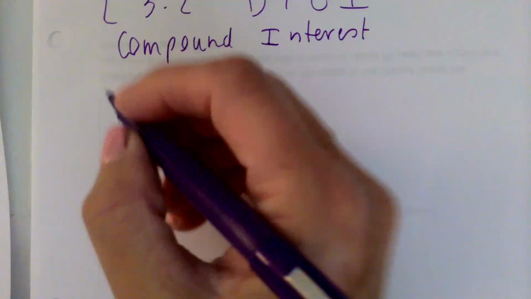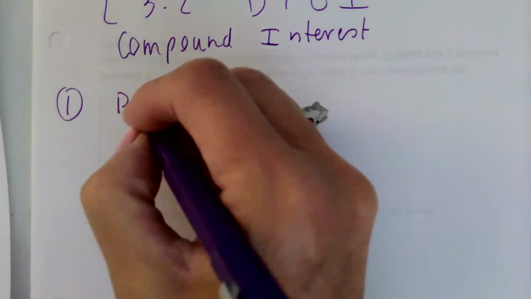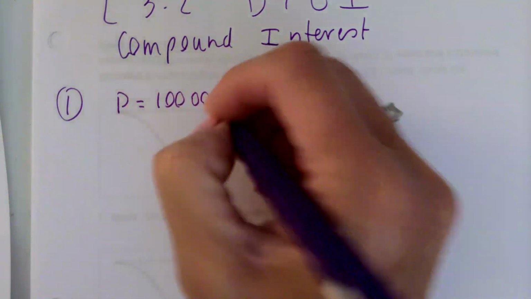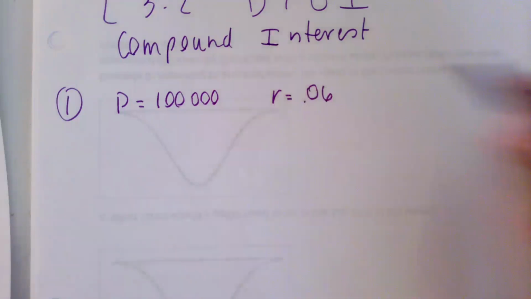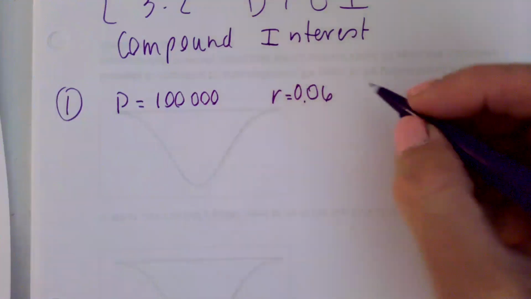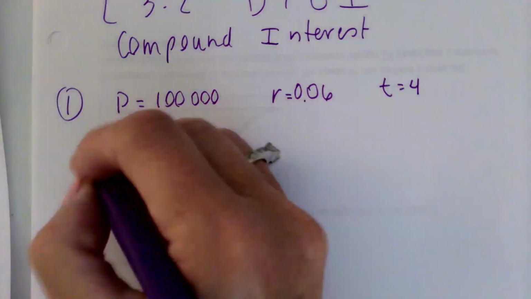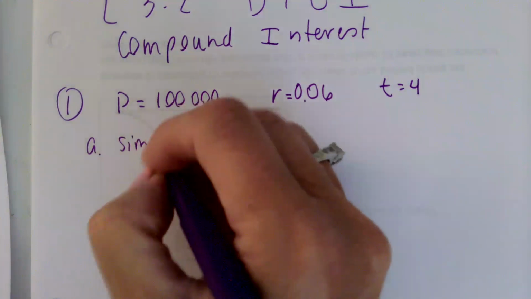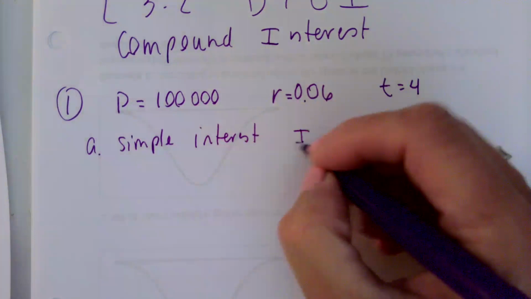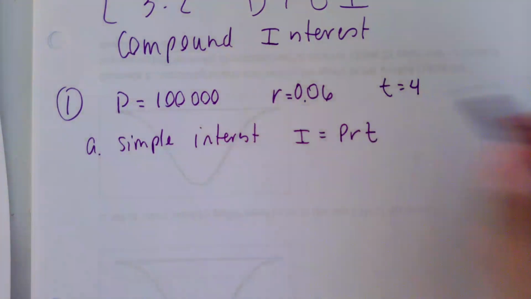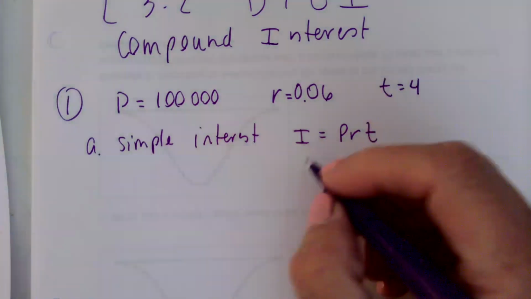Okay, so we need to write down that P is 100,000, R is 0.06, and T is for 4 years. Simple interest, we learned in lesson 3.1 that it's equal to PRT. That's the interest for simple interest.